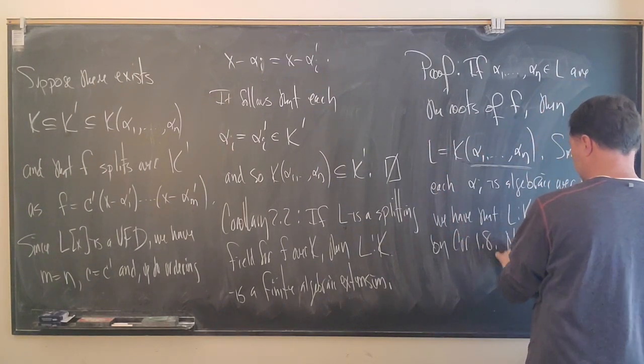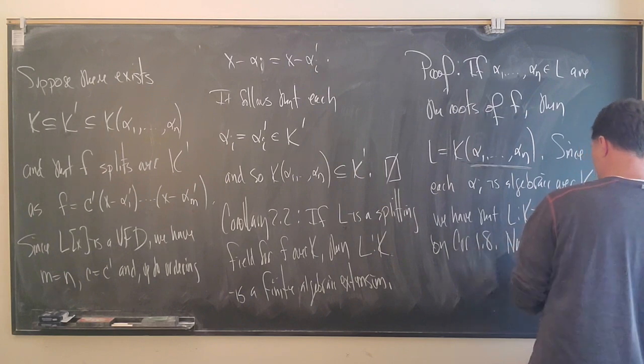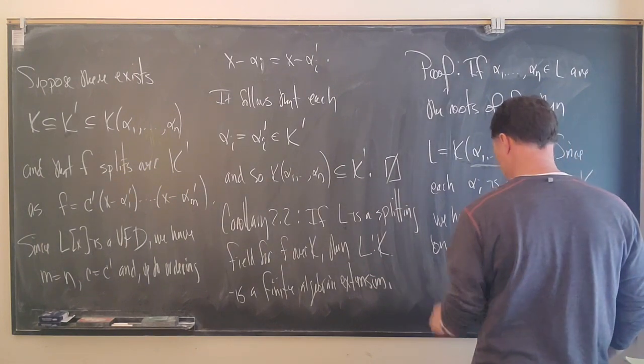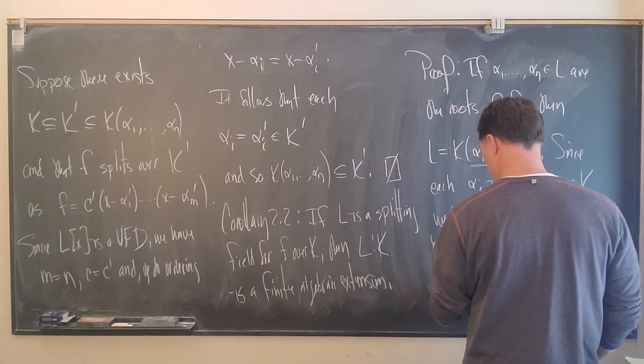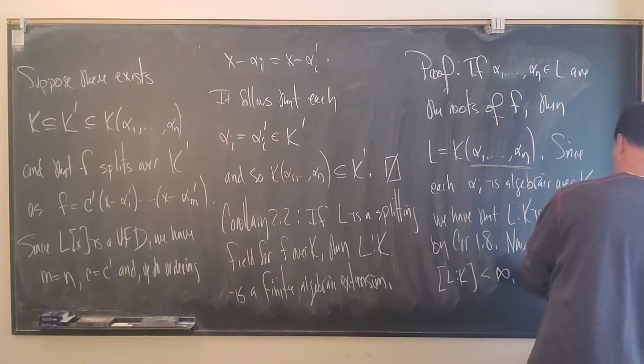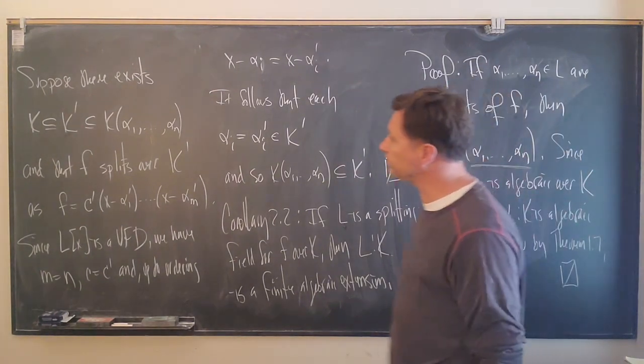So now, by theorem 1.7, the degree of L over K is finite. All right, so that's the proof of the corollary.